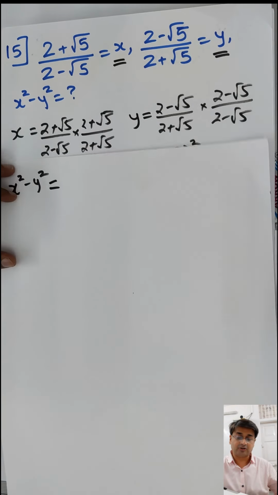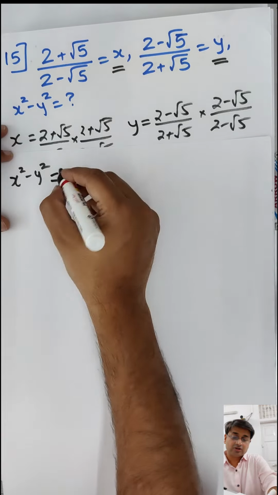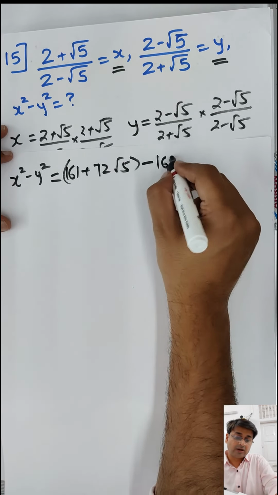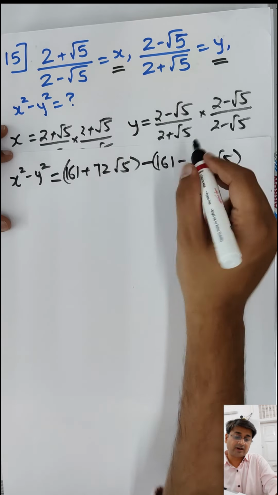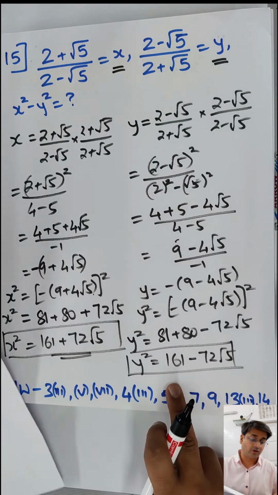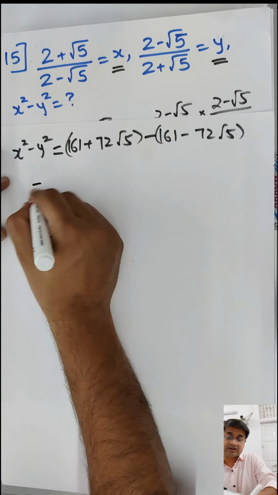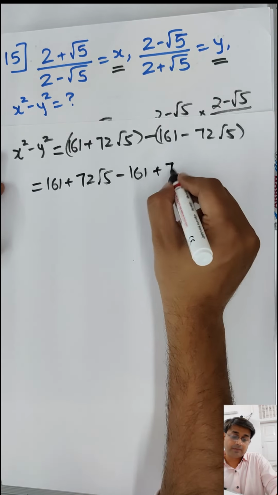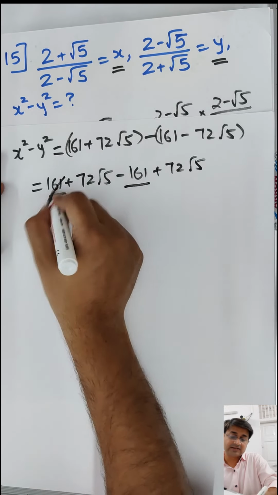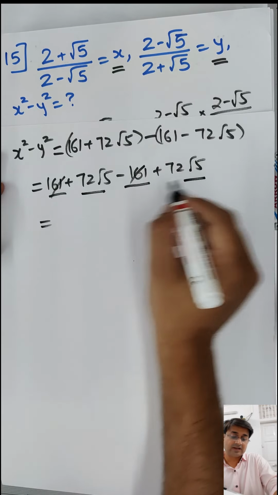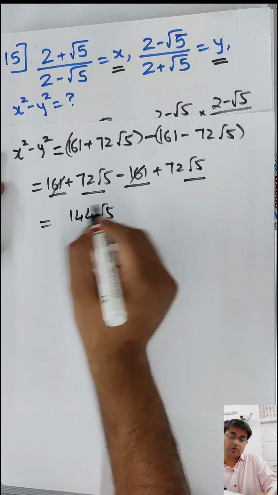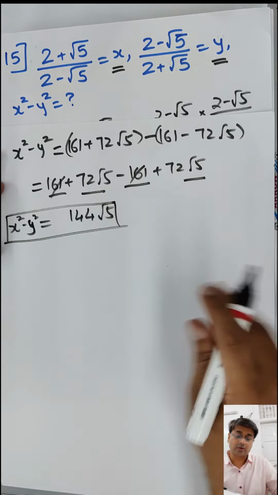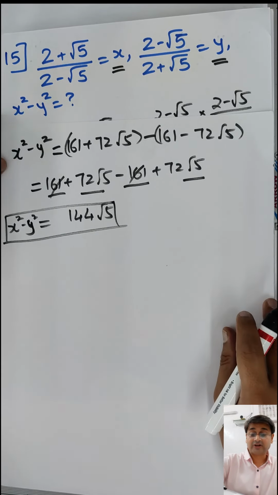161 minus 72, sorry, plus 72 root 5. So 161 plus 72 root 5 in one bracket minus 161 minus 72 root 5. That is what the value of y square we have already found. Open the brackets, magic will happen and you are sorted. So minus plus, this gets cancelled. So what is left is this plus this. So 144 root 5 is the value of x square minus y square, and that's it. So that was a good question.